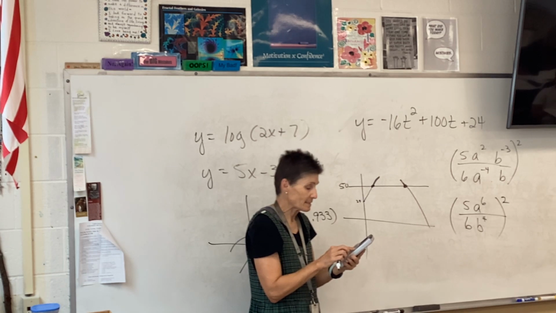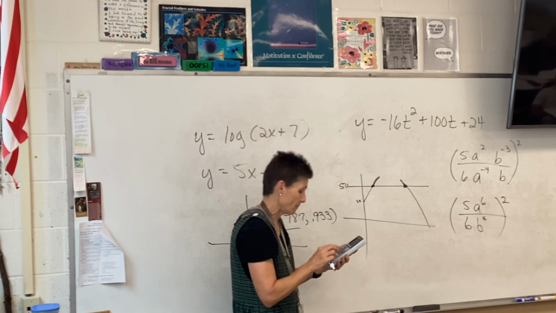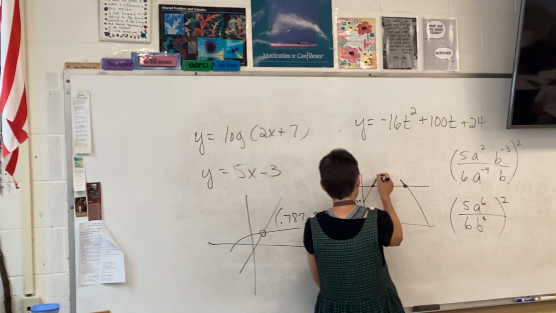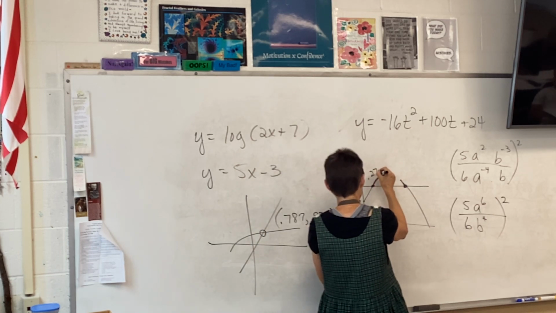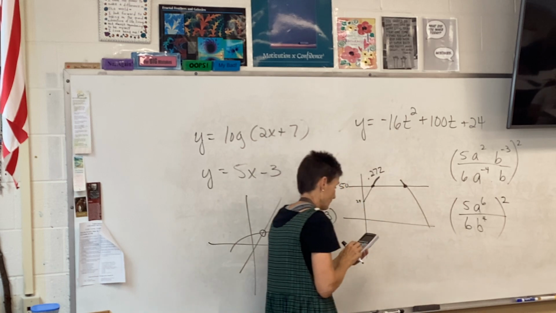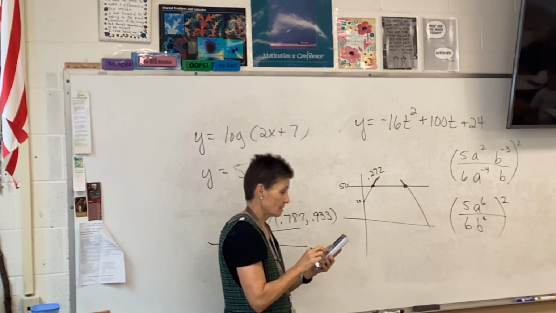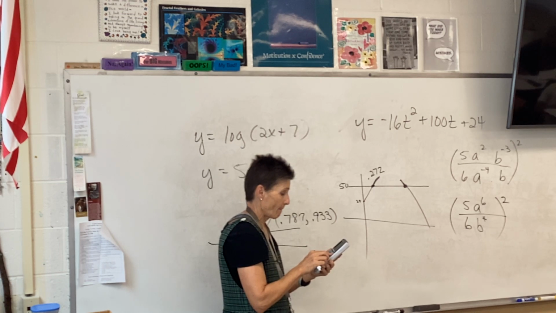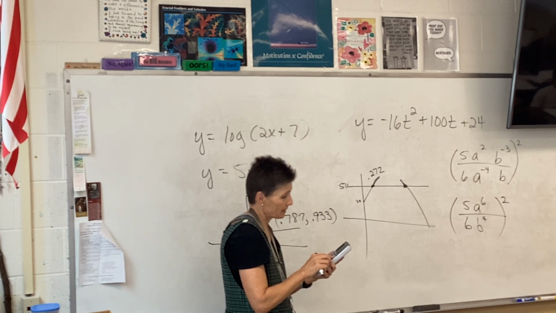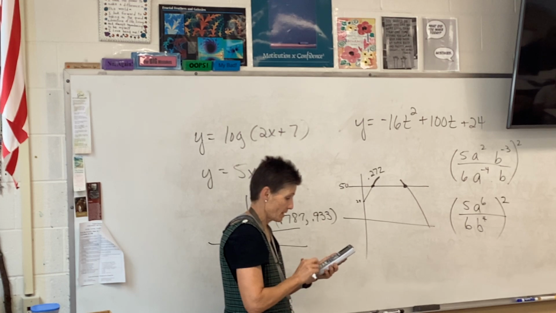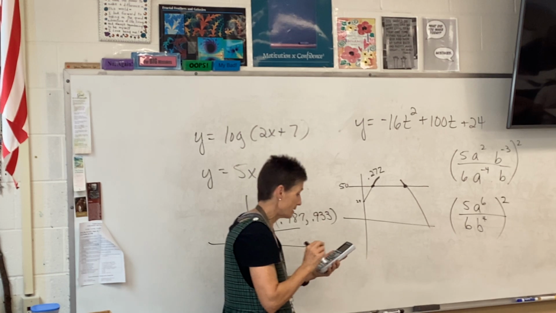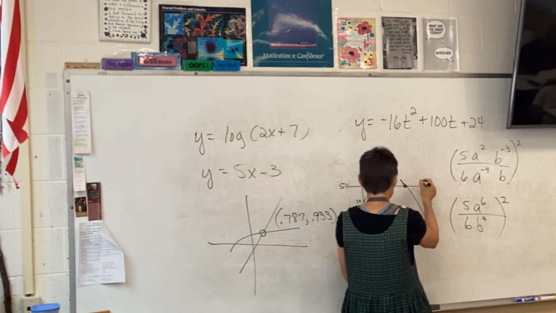You might have to keep pressing a few times, but eventually it will come in. And this point is 0.272. Second, calc, intersect. And the other one is 5.978.